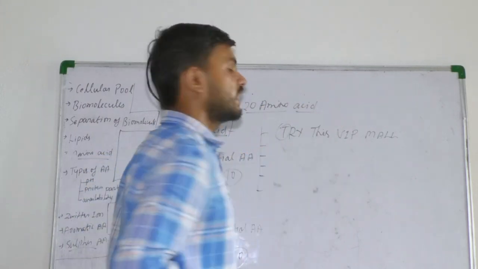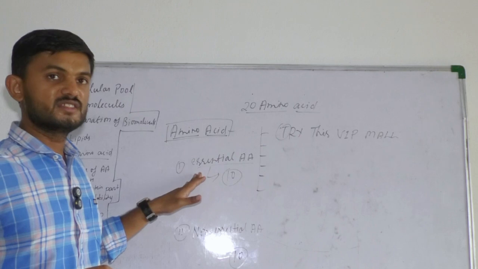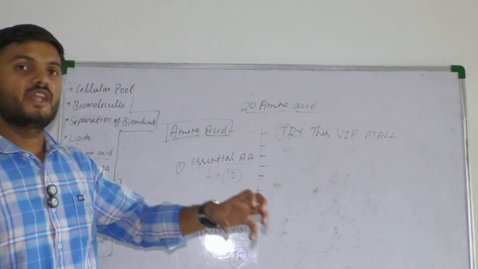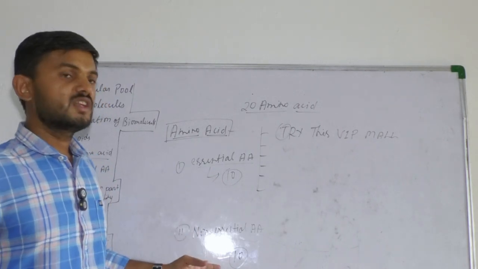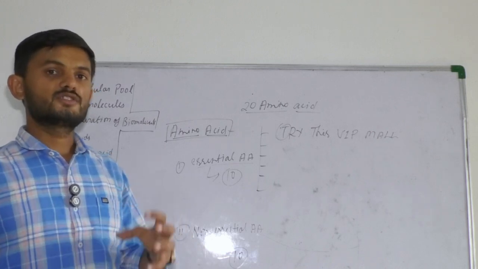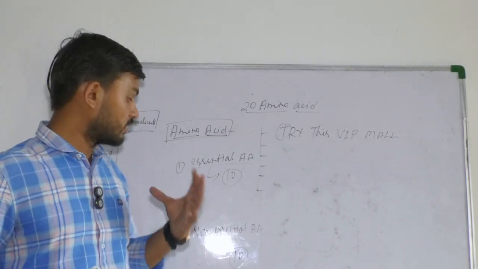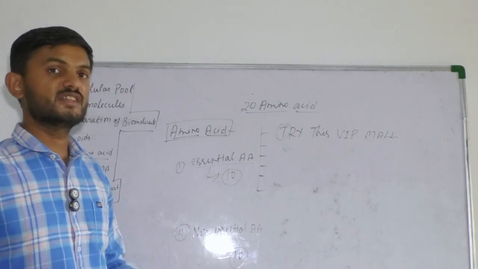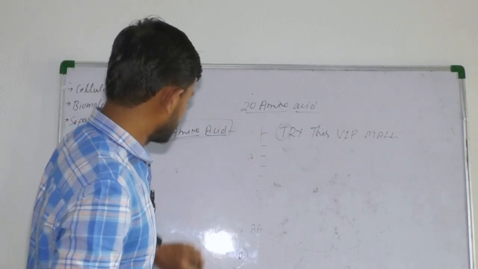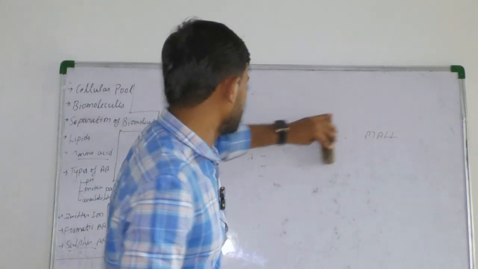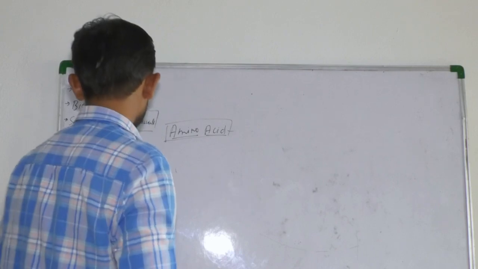In our body there are 20 types of amino acid, of which 10 types are essential amino acid that we take from our diet or with our food, and non-essential amino acid are those amino acid which we cannot take from our diet. These amino acid are synthesized inside our body. So this is the second categorization of amino acid on the basis of their availability inside the body or whether we take them from our diet.